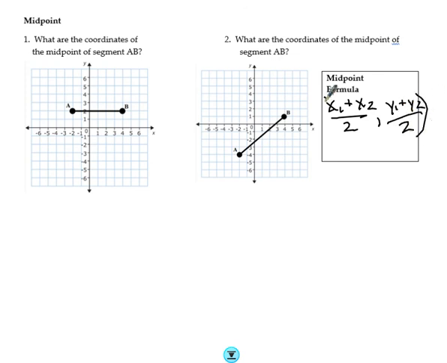The big thing that you need to remember about midpoint is that it is exactly that. It is a point. So when you give your answer, it shouldn't just be a number. It should be two numbers listed as a coordinate point, x comma y, because we're finding a point on a graph somewhere. We're finding the middle.